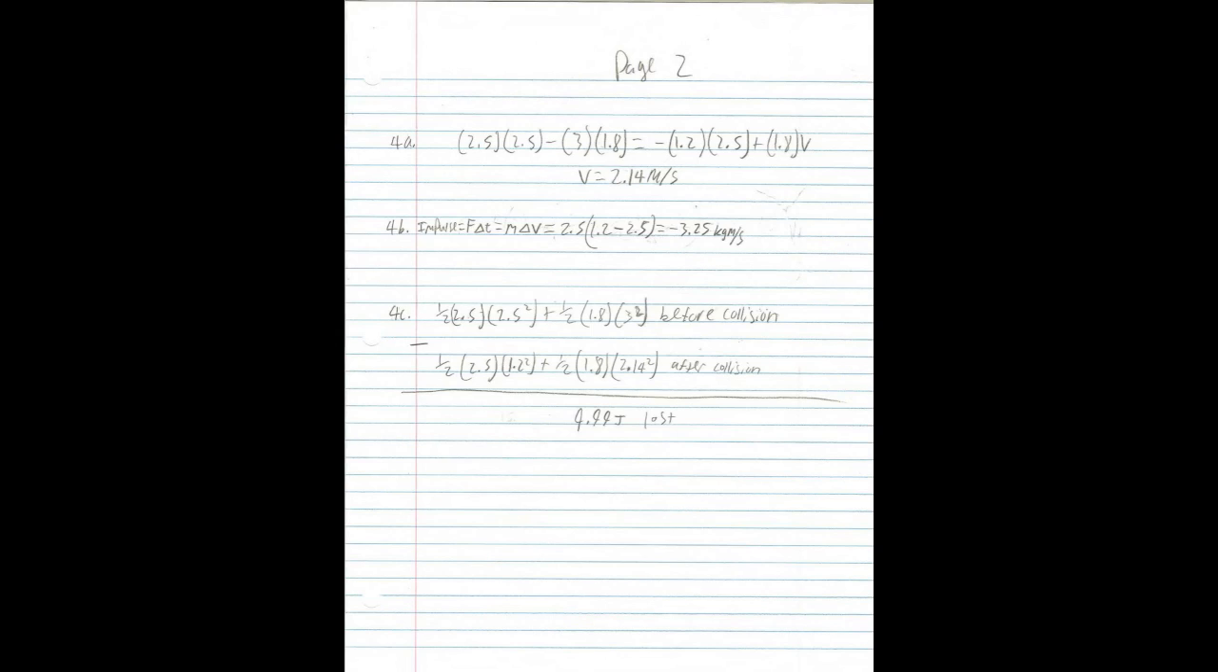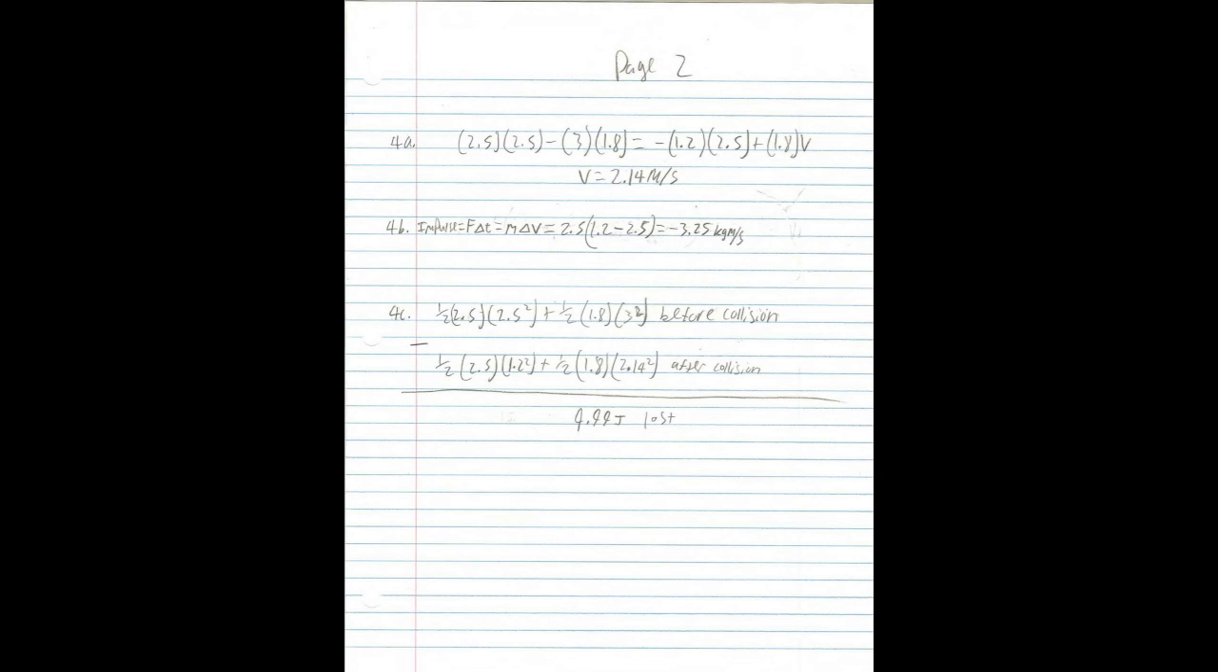Number four says a 2.5 kilogram puck moves along a frictionless channel at a speed of 2.5 meters per second. A second 1.8 kilogram puck moves in the opposite direction with a speed of 3 meters per second. The first puck rebounds with a speed of 1.2 meters per second, and then it asks what is the final velocity of the second puck.